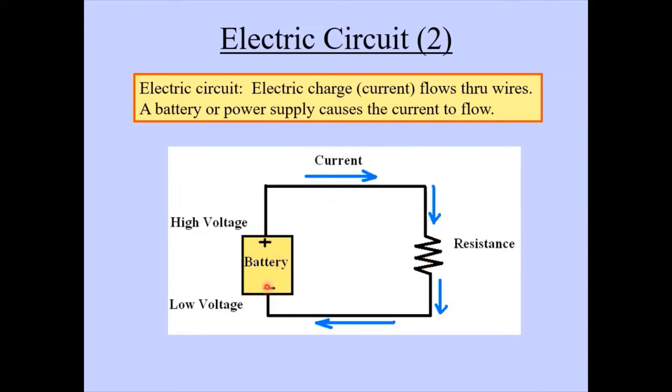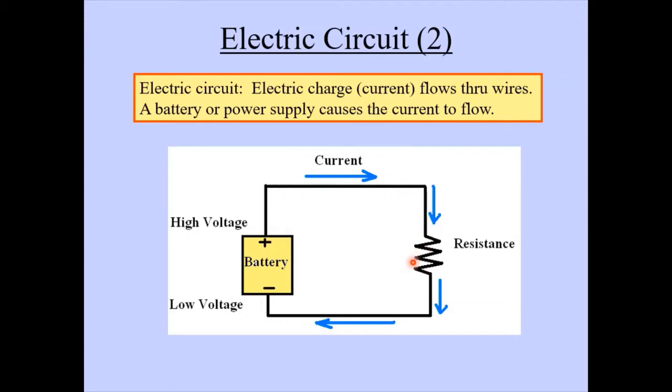Instead of a pump, we have a battery, and the battery produces high voltage on one end, that's the positive terminal, and low voltage on the other end. So there's a voltage difference across the battery that causes current or charges to flow. Notice the current flows from the positive terminal of the battery around through the circuit, and comes back in at the negative terminal of the battery. This is something we're always going to have to remember: current goes from positive to negative.